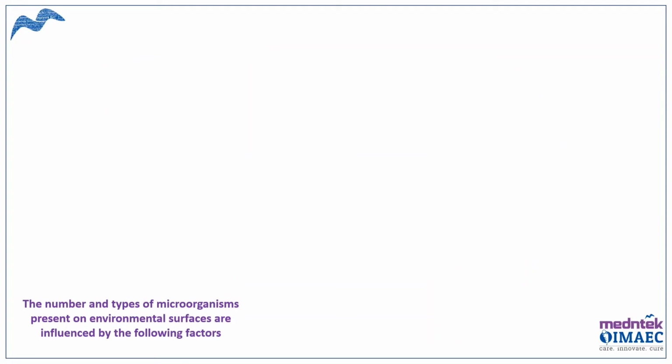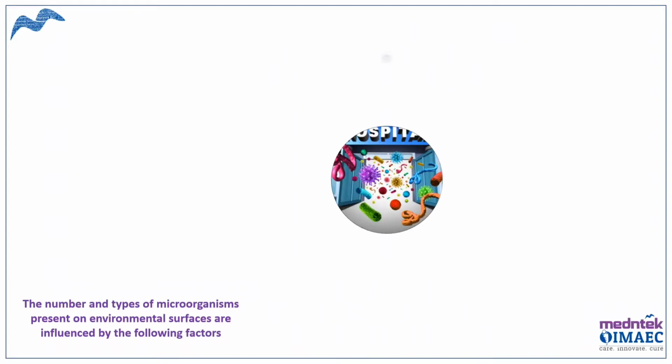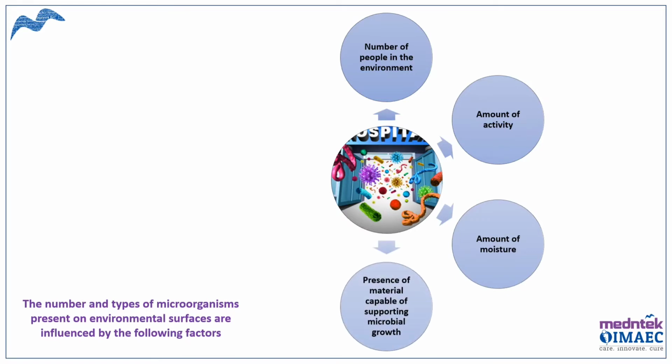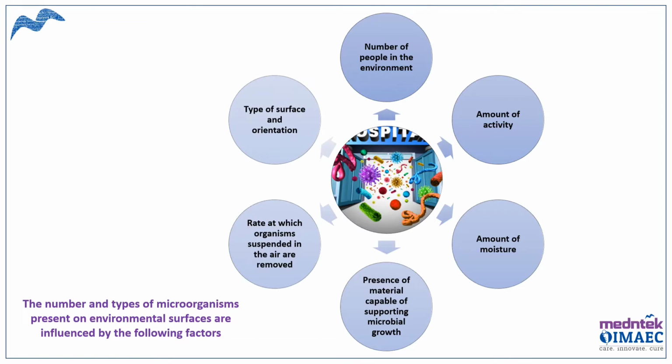The number and type of microorganisms present on a surface or in an environment are influenced by the following factors: number of people in that environment, amount of activity in that room, amount of moisture in the room, presence of material capable of supporting microbial growth, rate at which organisms suspended in the air are removed, type of surface and its orientation.